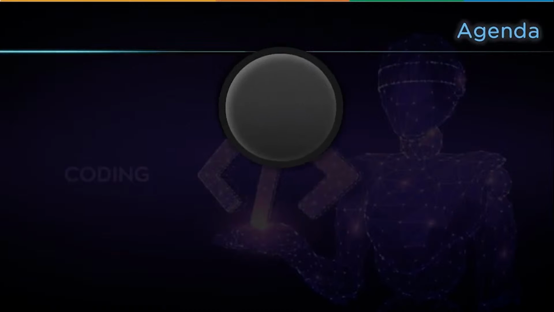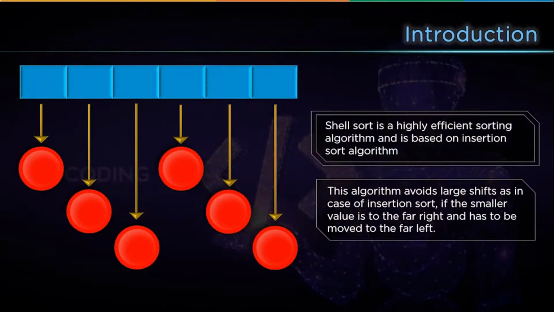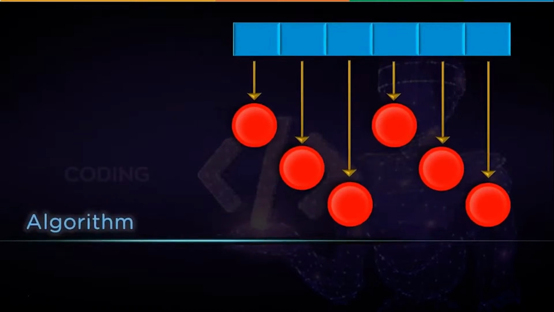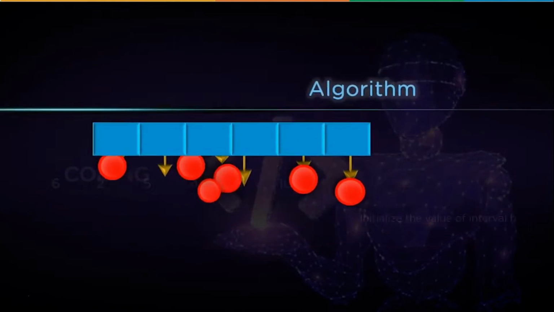In this session, we will discuss shell sort. Shell sort is a sorting algorithm that is based on insertion sort algorithm, and it is very efficient. When the smaller value is on the far right and must be shifted to the far left, this method avoids significant shifts as in insertion sort. Now let's discuss the algorithm of shell sort.